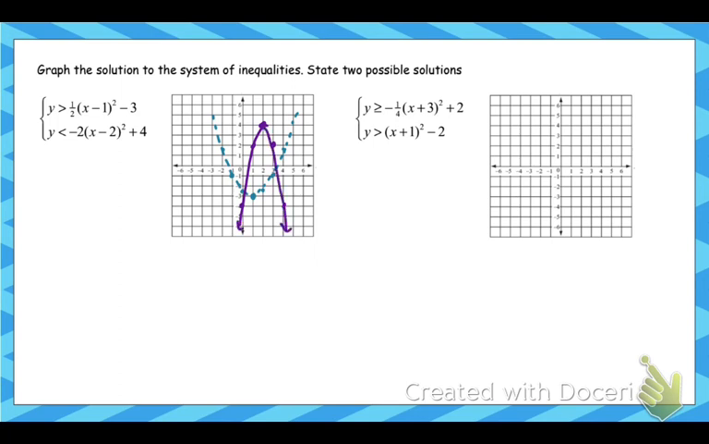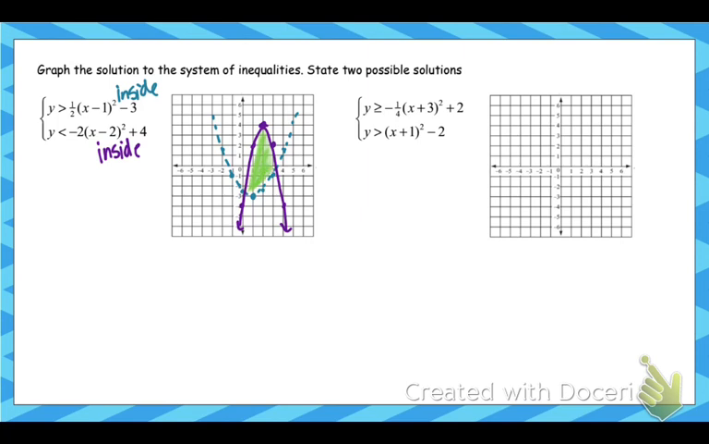All right, so now let's look at our shading. On this first one, it was y is greater than, so we were shading above the vertex. Above the blue vertex is inside that parabola. The purple one, we're shading below the vertex. Below the vertex is also inside the parabola. So the system of inequalities is inside both parabolas, so that overlap would be here.